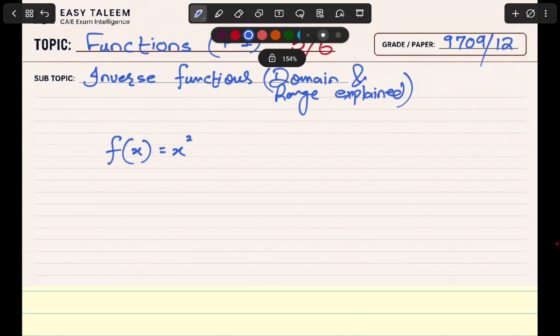Most students learn a shortcut for inverse functions, but Cambridge tests much more than that. This lesson is going to be about that.